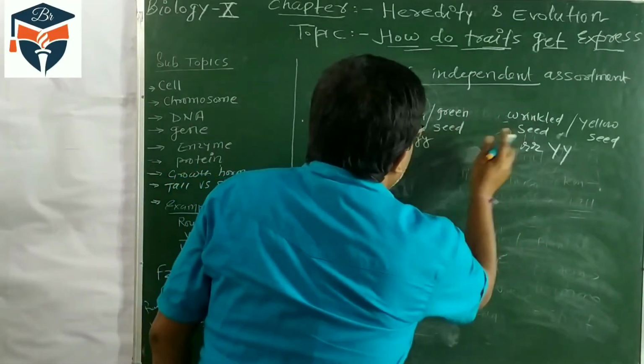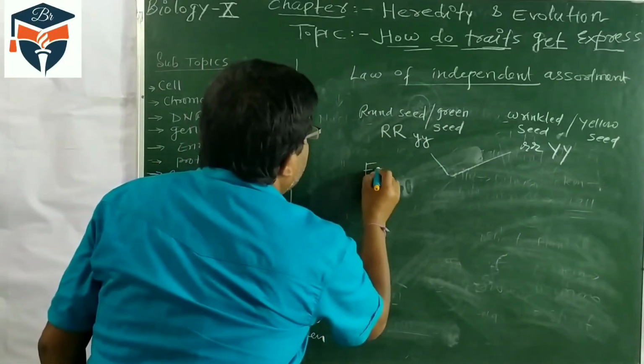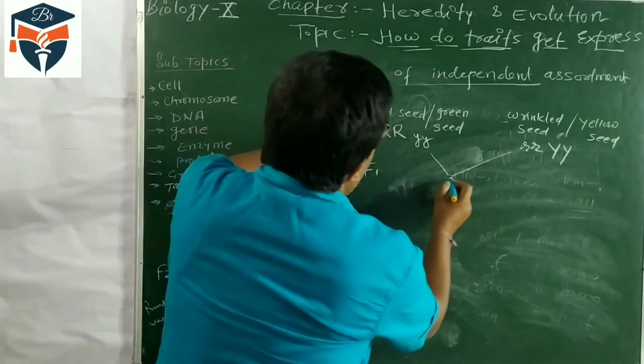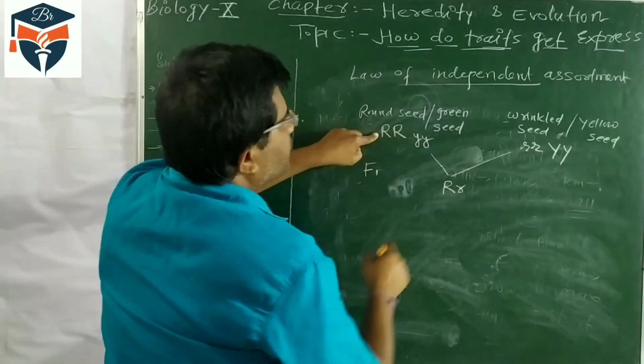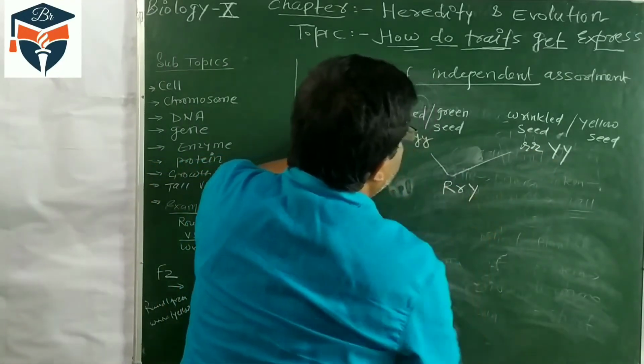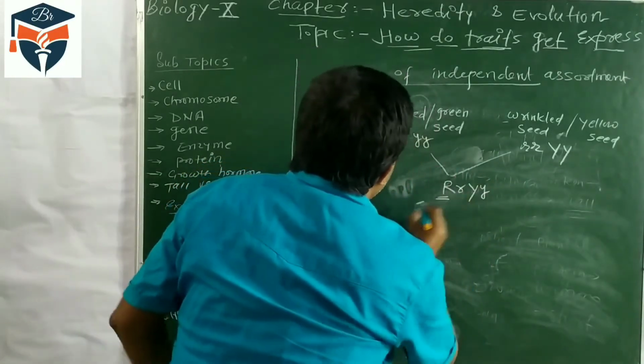Now when these two plants are crossed, the F1 progeny will come. In the F1 progeny, out of the two R, one will come, capital Y this one, and out of the two small y, this one. It means capital R is there, so it is a round plant.